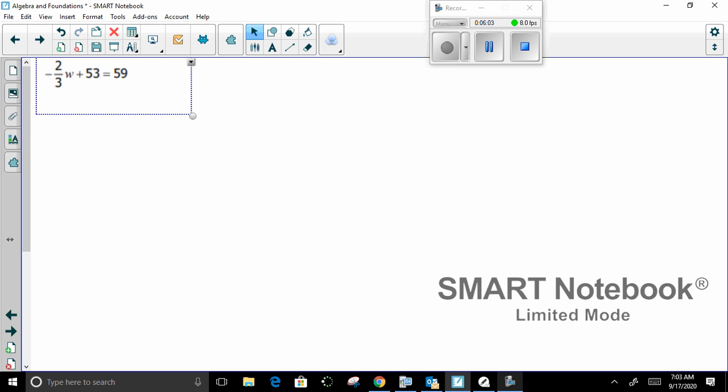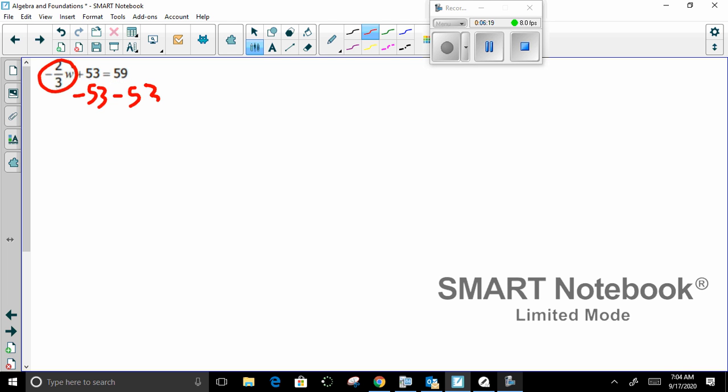All right, one last one of these two steps, and then we're going to get to the multi-step ones. So I got a fraction times a variable, and then a plus 53. So I can't touch anything with my variable until I get rid of plus 53. The opposite is minus 53. So do the inverse. Now you're left with negative 2/3 w equals 6.